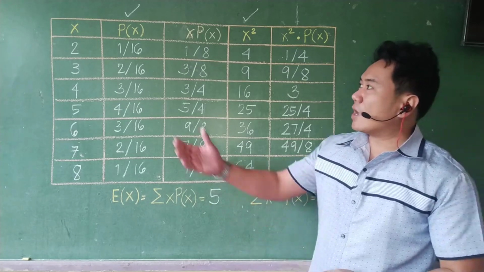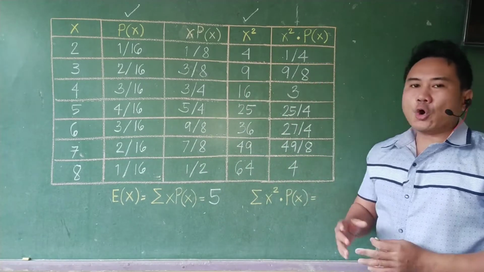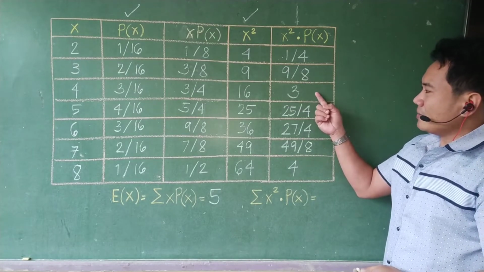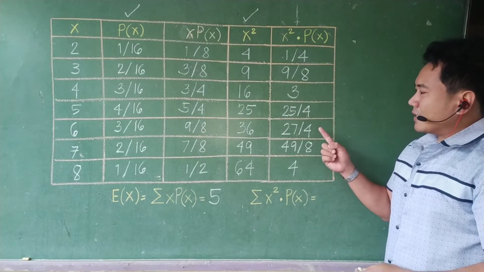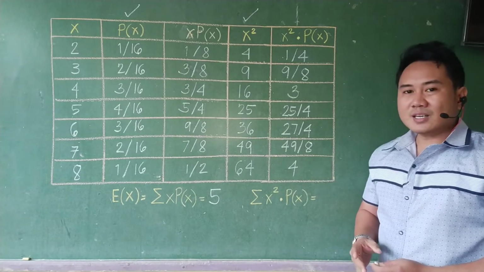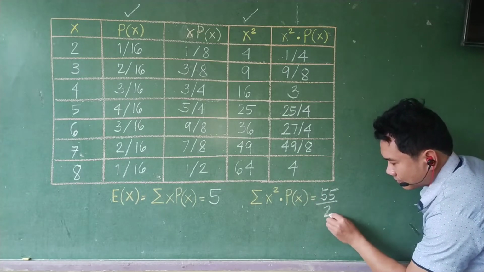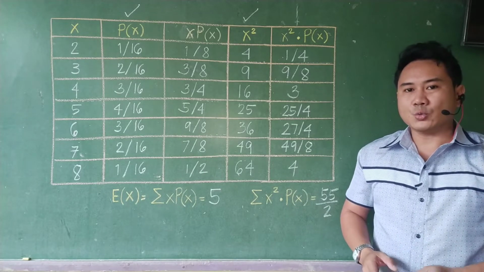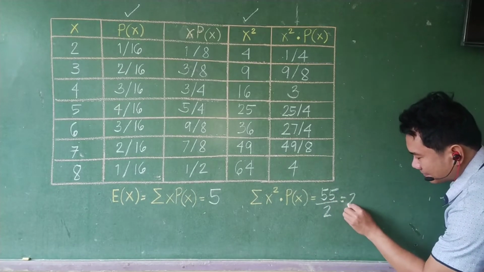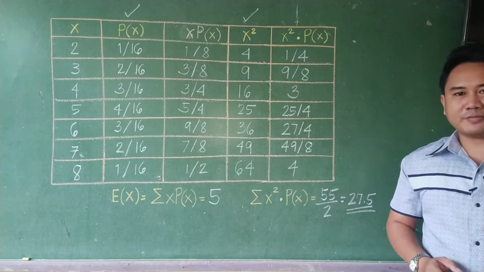After we multiply our p of x column and x squared column, we are going to add all our products. 1/4 plus 9/8 plus 3 plus 25 over 4 plus 27 over 4 plus 49 over 8 plus 4 equals 55 over 2. Or we can also write it in decimal, and that is 27.5.